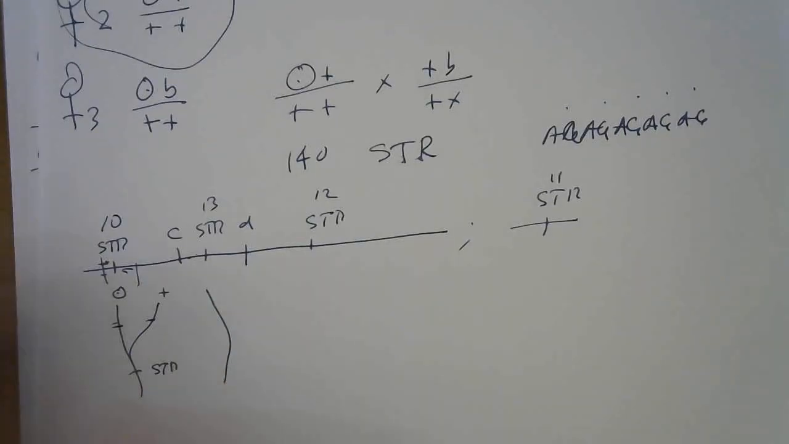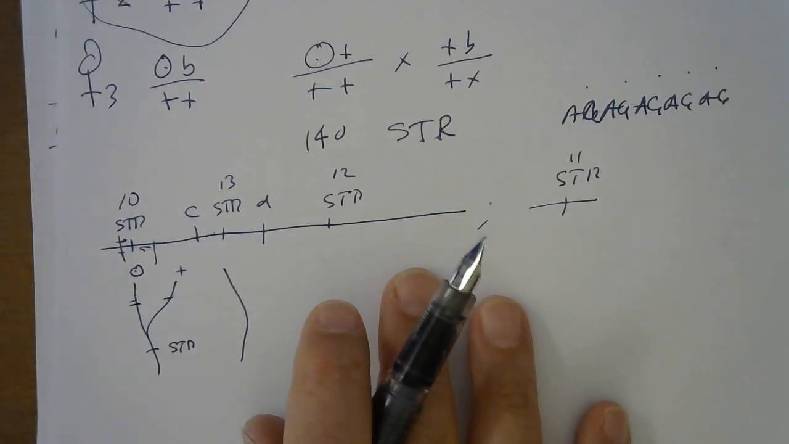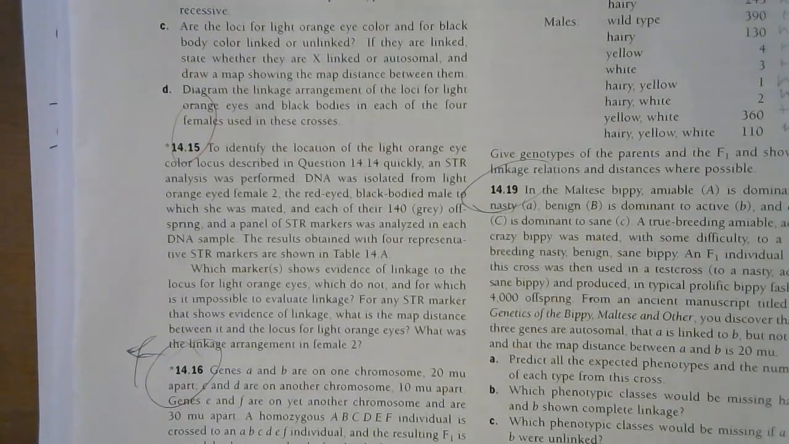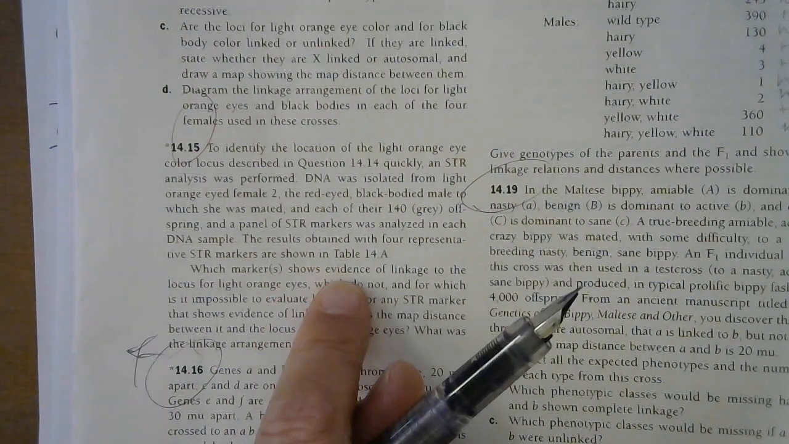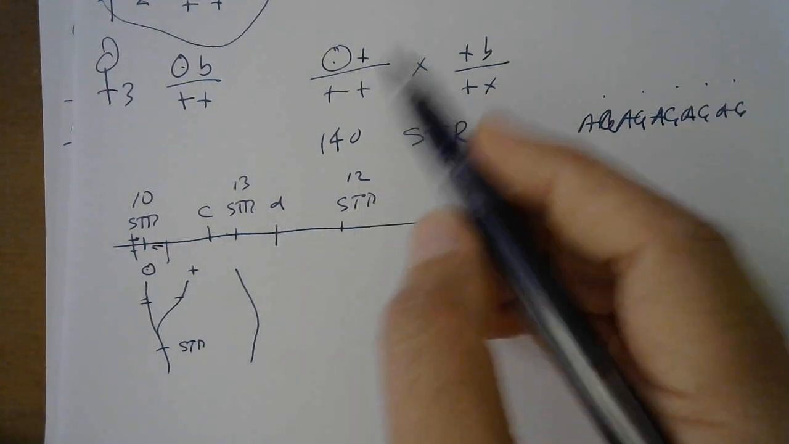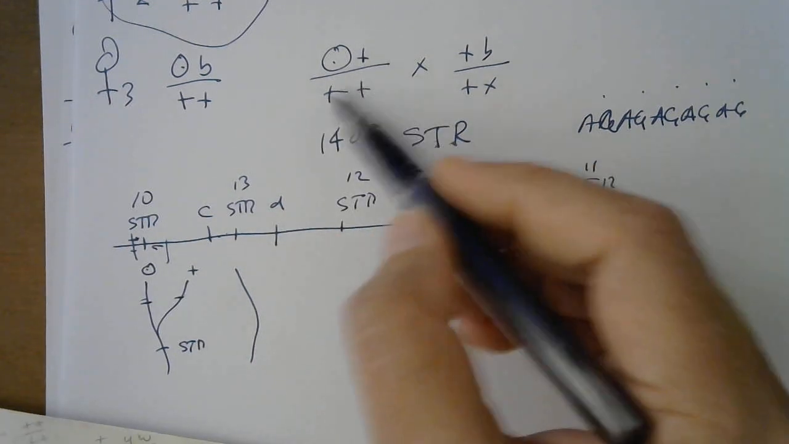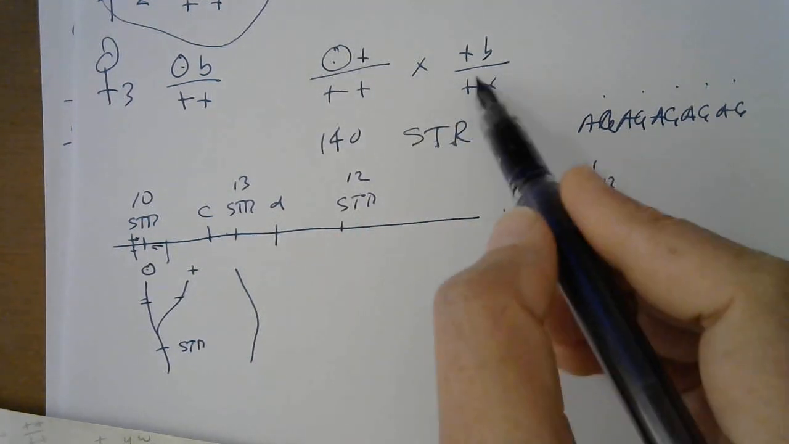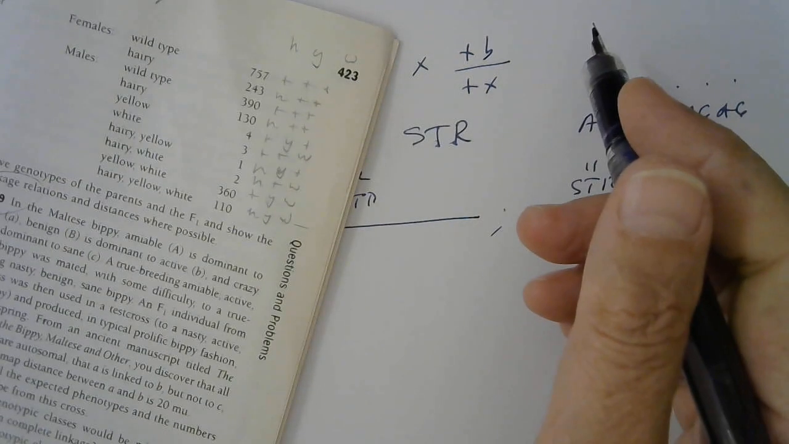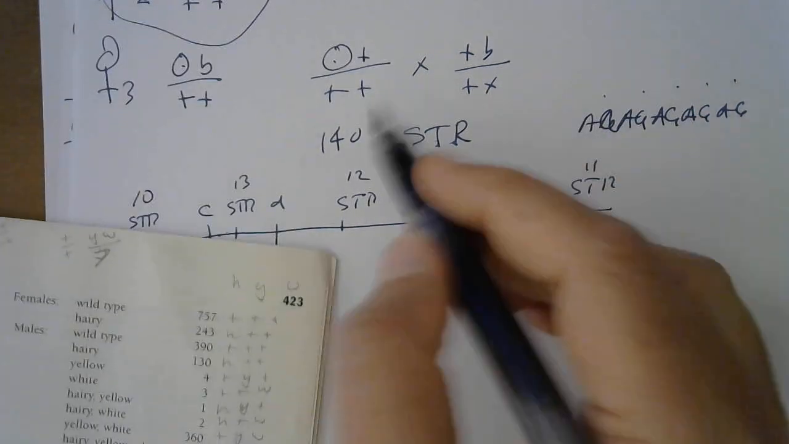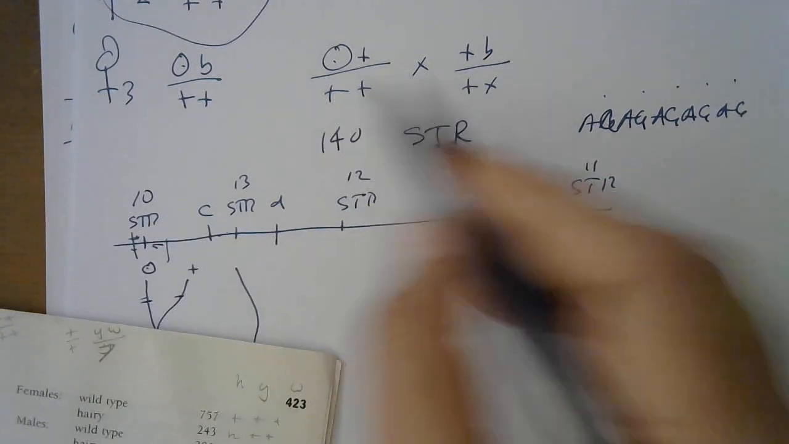Okay, this is back from earlier chapters. I don't want to spend a lot of time on this one because I think it's not very interesting, but let's look at this. So what can we see? What markers show evidence of linkage and which do not, and of orange eyes? And notice that we chose the female, for which there's only orange. So in a sense, the male here, we don't care about the black body anymore. We're only looking for the O.